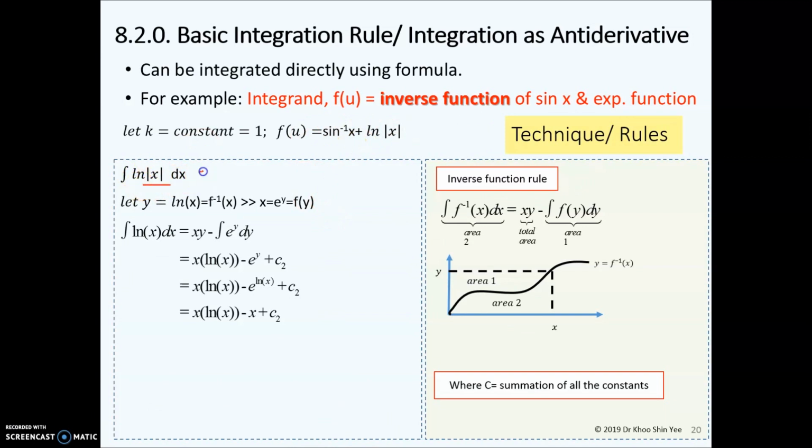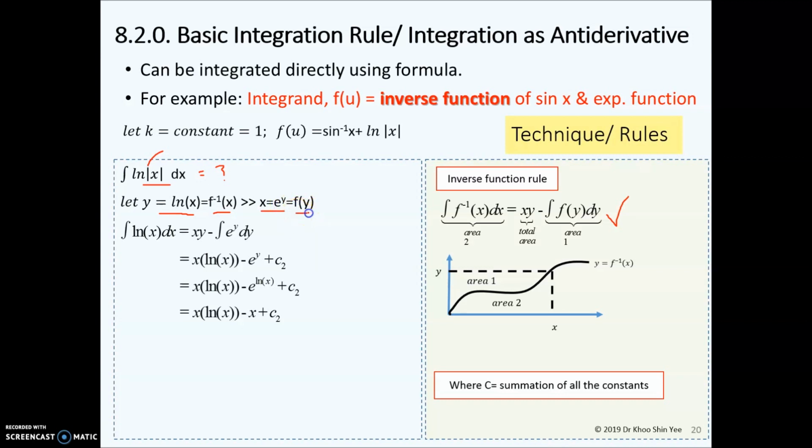So you want to integrate this. We don't know the answer, but you know that this is the inverse function for exponential. Thereby we can use this formula to solve it. So let your y be ln x. So this is the inverse function in x. And then we reverse it. Okay, we inverse it, and then we get back the x function equal to exponential to the power of y.